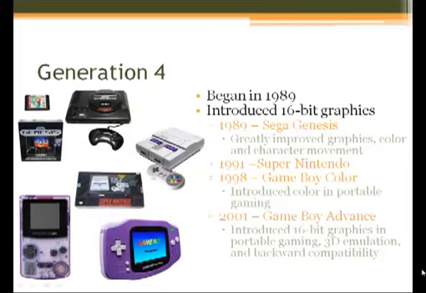But moving into Generation 4, we can see we have 16-bit processors, and we see many different consoles on the market. We see the Sega Genesis, which has greatly improved color, graphics, and character movements. Again, this is related to the 16-bit graphics. And in 1991, Nintendo released its second game console, which was the Super Nintendo, or the SNES as it was familiarly known.